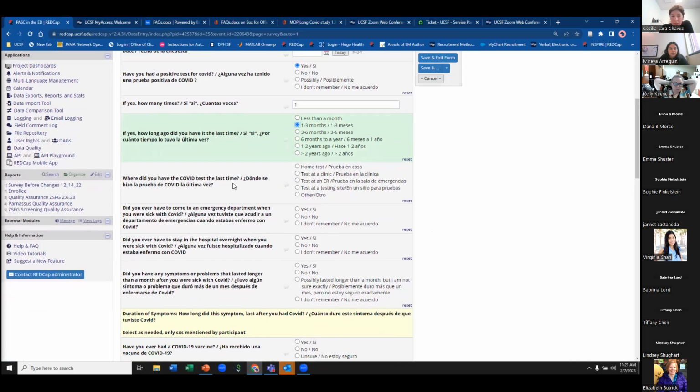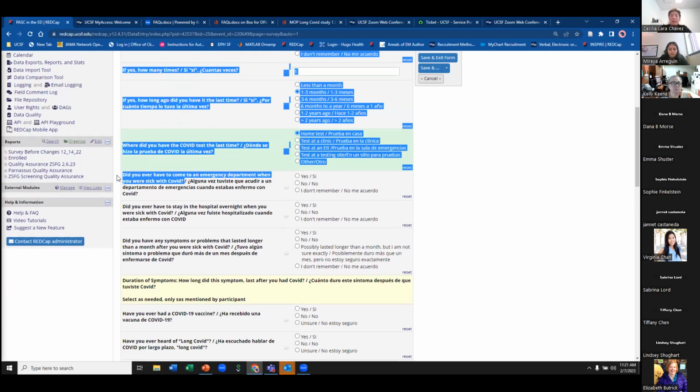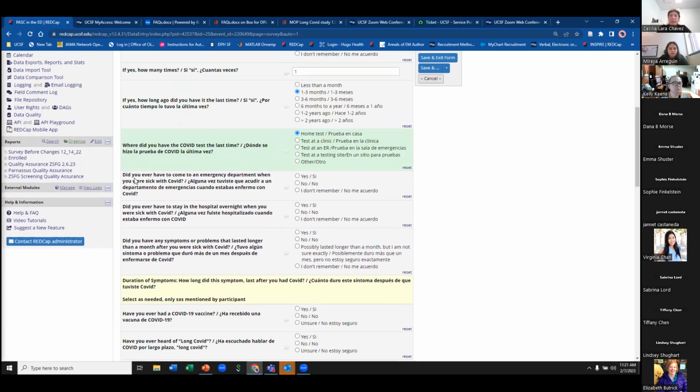How did you confirm it? A home test. Did you ever come to the emergency department when you were sick with COVID? This is the question that I was referring to. Let's say they had COVID last week and they're in the emergency department for that reason. This question should be directed to the infection they had the first time, not the recent infection. Does that make sense? Just make sure the patient knows that if they had two or more confirmed infections, and one of them was less than a month ago.